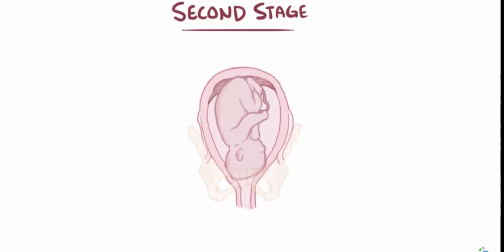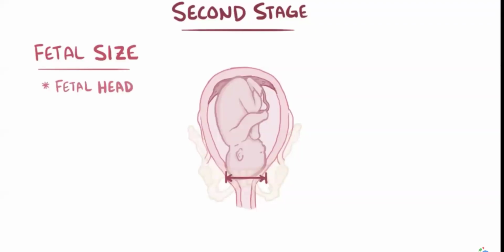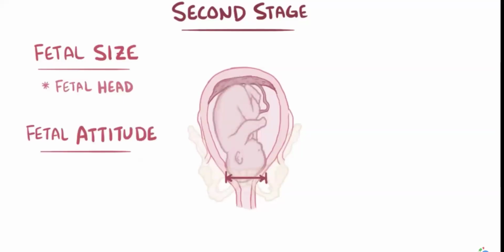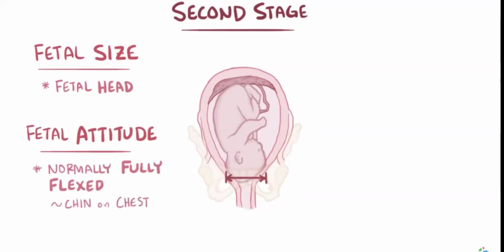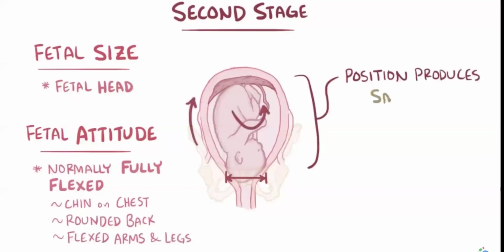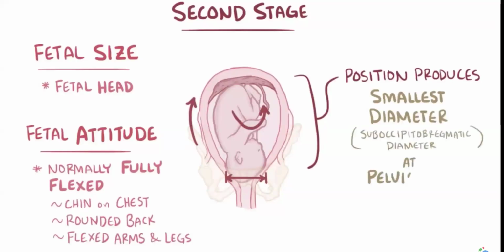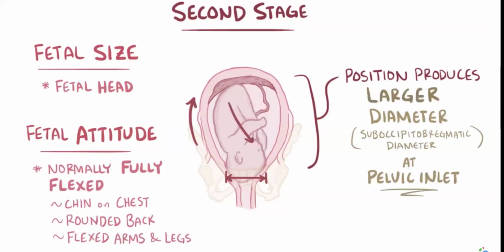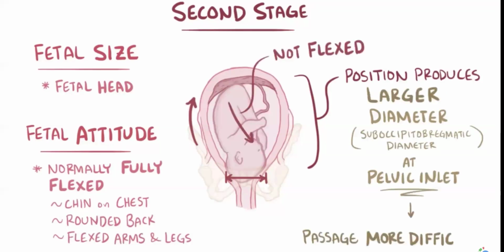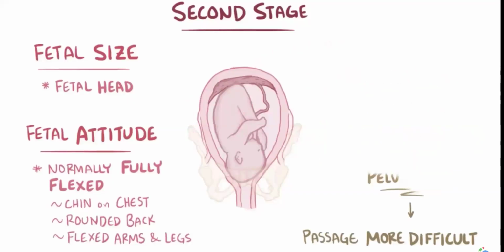Now, there are a few factors that determine how easy this passage is for the fetus. First is fetal size. The critical factor here is the size of the fetal head. Also, there's fetal attitude, which refers to the way that the fetal body is flexed, not its personality. When labor starts, the fetus is normally fully flexed, which means the chin is on the chest, and they have a rounded back with flexed arms and legs. In this position, the smallest diameter, which is referred to as the suboccipitobregmatic diameter, presents at the pelvic inlet. Larger fetuses, and those that aren't completely flexed, have more difficulty making it through the passage.